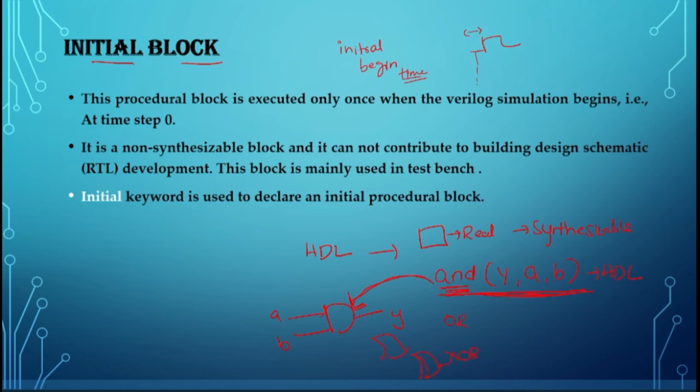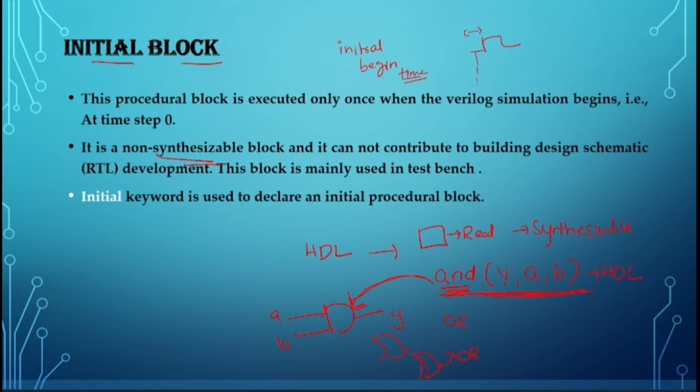And what can't be converted into hardware? Just like initial, which is not synthesizable. Not synthesizable means it can't be converted into hardware. That is why it is mostly used in the test bench, because the RTL we write should mostly be synthesizable. I can't say they are 100%, but they should be synthesizable. The test bench is just for verification, so for verification purposes we don't need everything to be synthesizable. That is why we mostly use the initial block in the test bench.